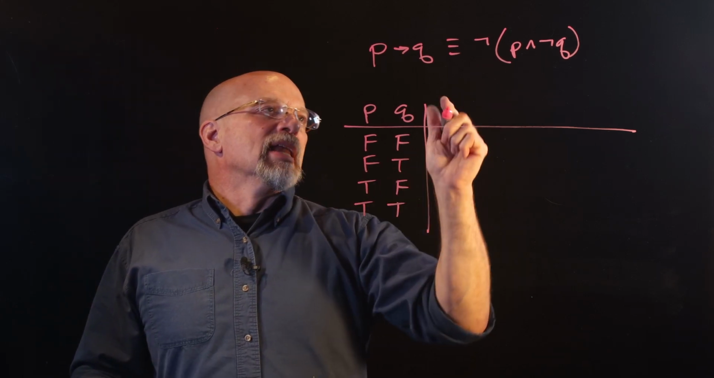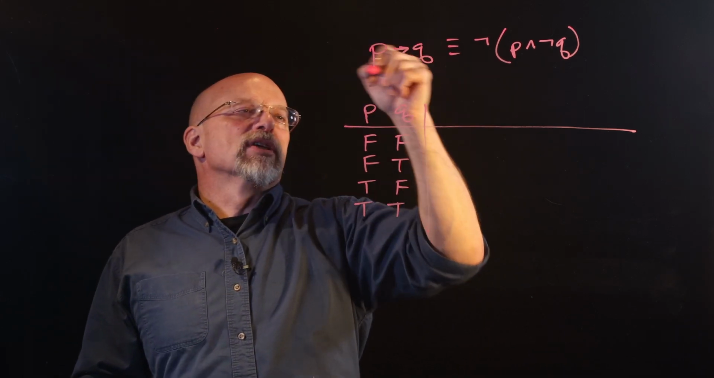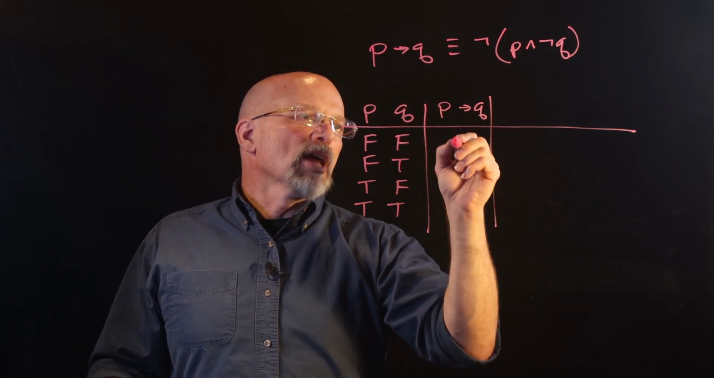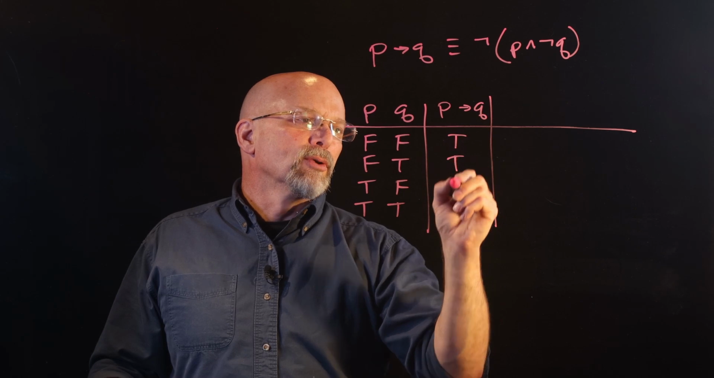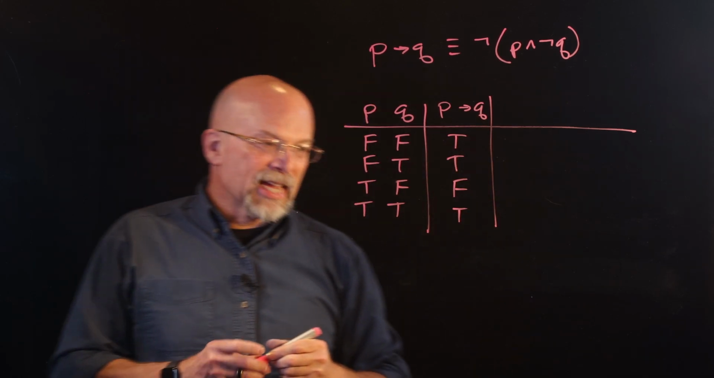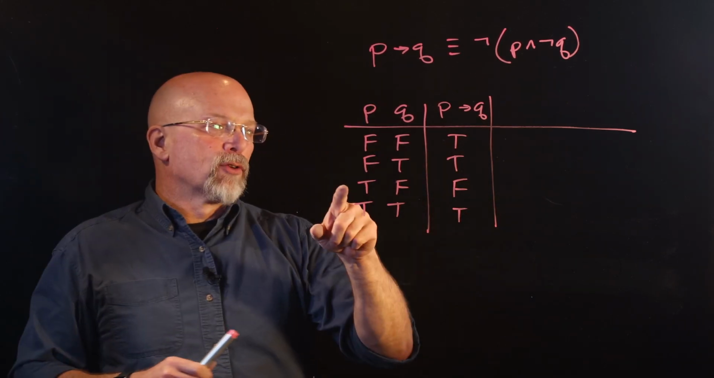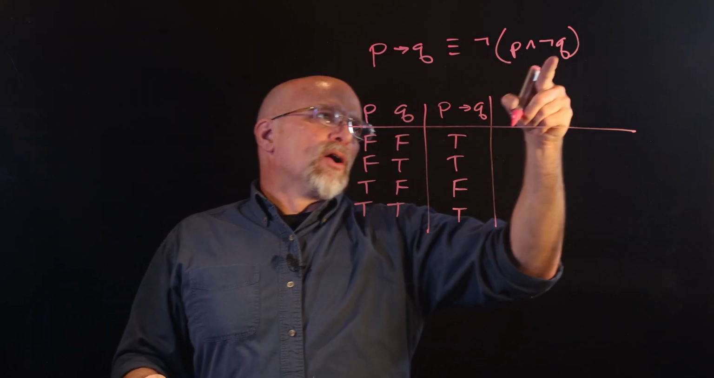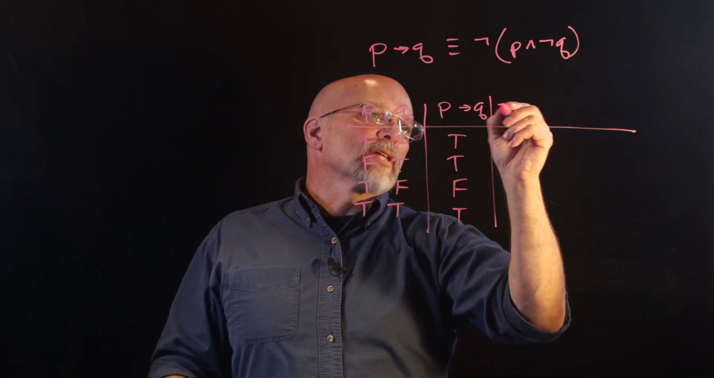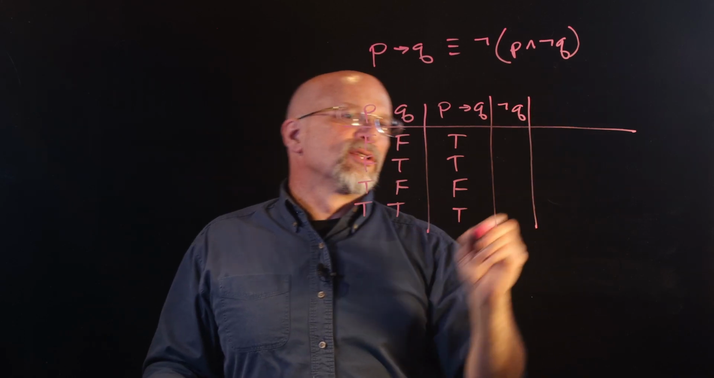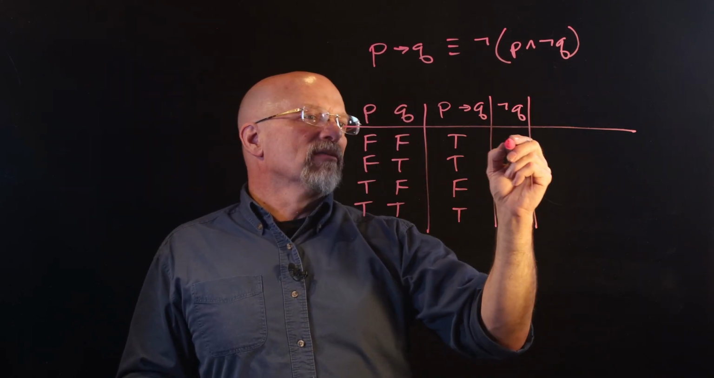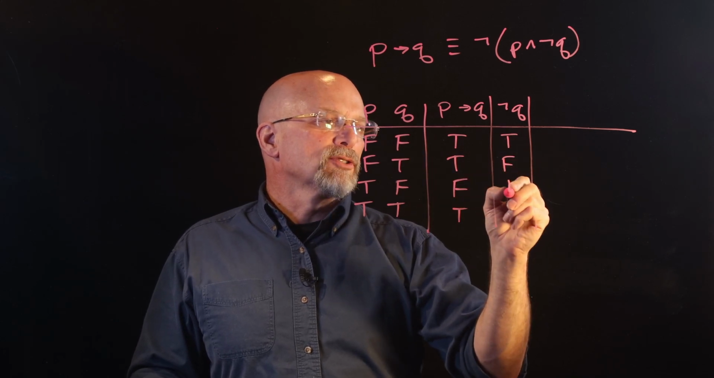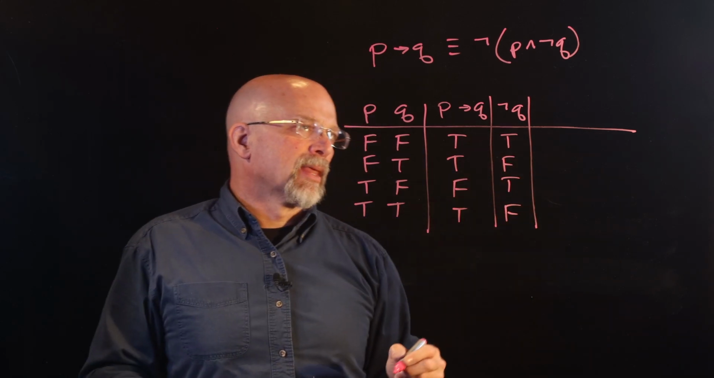All right. Now, the first thing, let's go ahead and do this left side of the expression first. P implies Q. Well, we know that that's simply true, true, false, true. The only case where it is false is whenever you have a true assumption and a false conclusion. Now, for this portion, what I'm going to do is I first want to figure out what not Q is equal to. And so I'm just simply going to invert the Q column, and I'll get true, false, true, false.